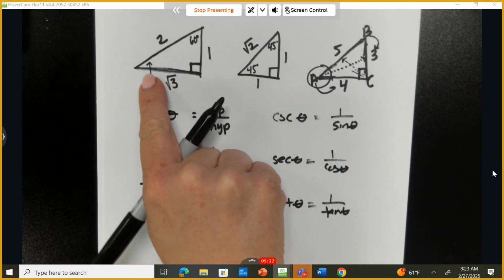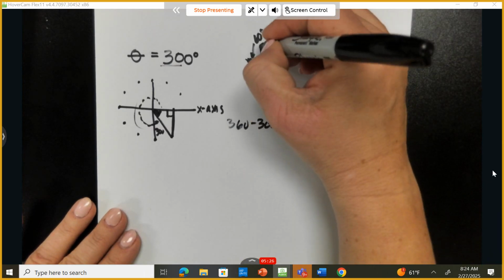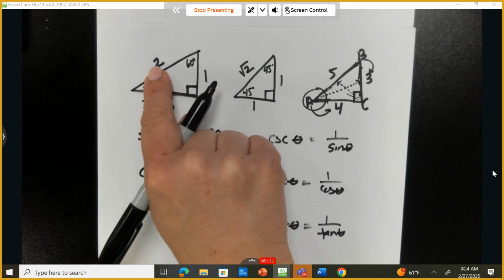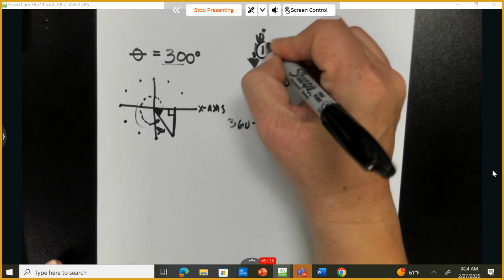Across from 30 degrees is always 1. Across from 90 is always 2. And maybe you want to circle those so they stand out.